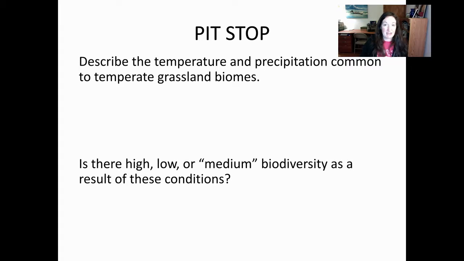Here we are at our next pit stop on the grasslands. So choose one of the three, tropical, temperate, or polar grassland, and describe the temperature and precipitation common to that grassland biome. And again, temperature and precipitation is essentially what is used to determine climate. So that's why I'm asking about those two things. Then answer if there is high, low, or medium biodiversity as a result of those conditions. And you can pause the video at this point to answer these questions.